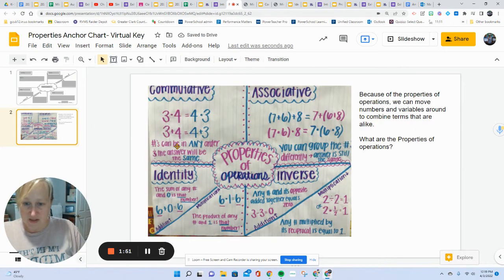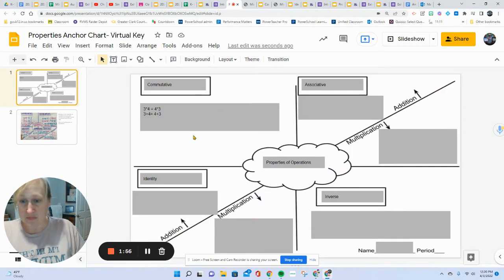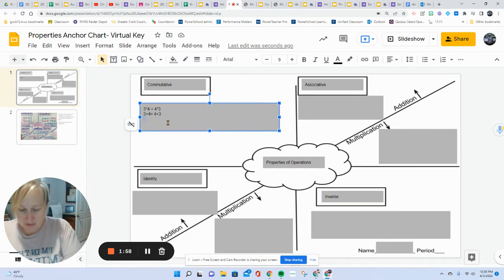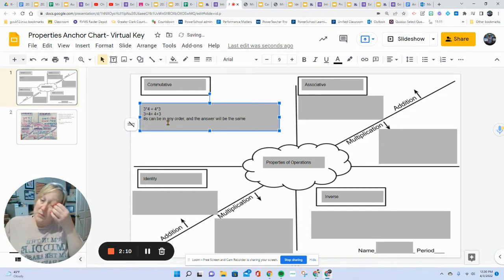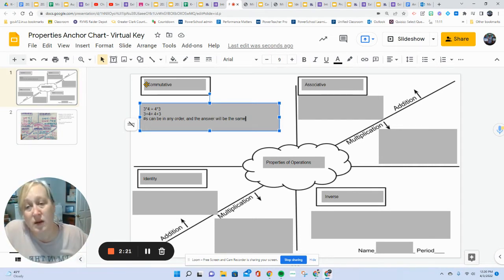What it says is numbers can be in any order, and the answer will be the same. Numbers can be in any order, and the answer will be the same. I think of this as commute. You go back and forth, like in a little car, you commute back and forth to get from work to school, you're still getting where you're supposed to be. So that's something that I think of.